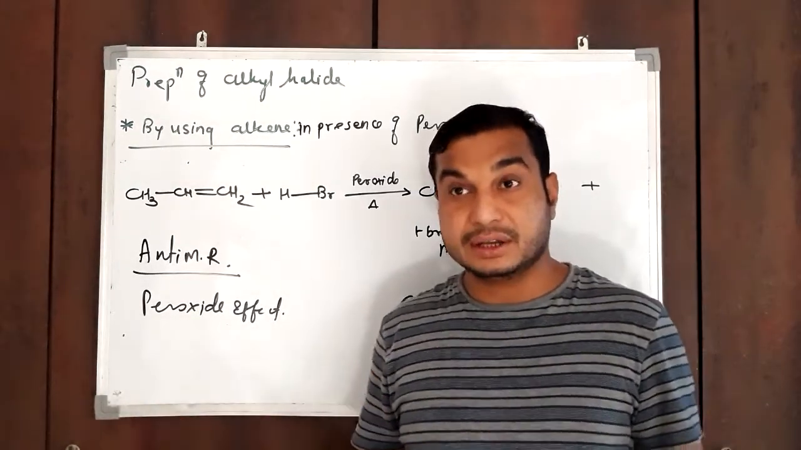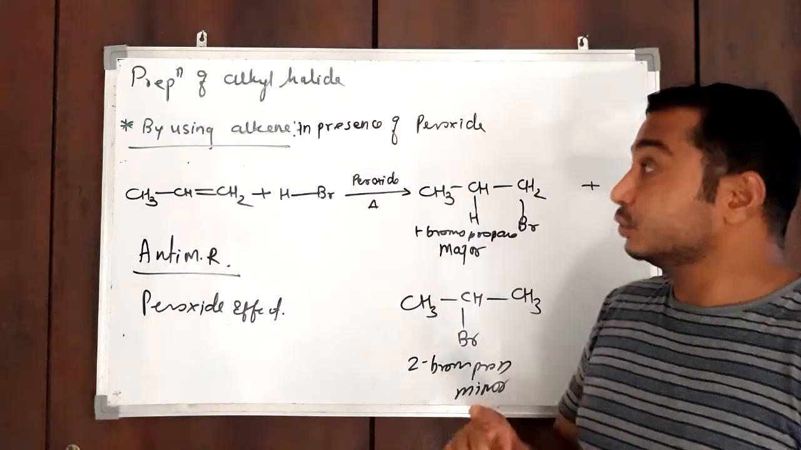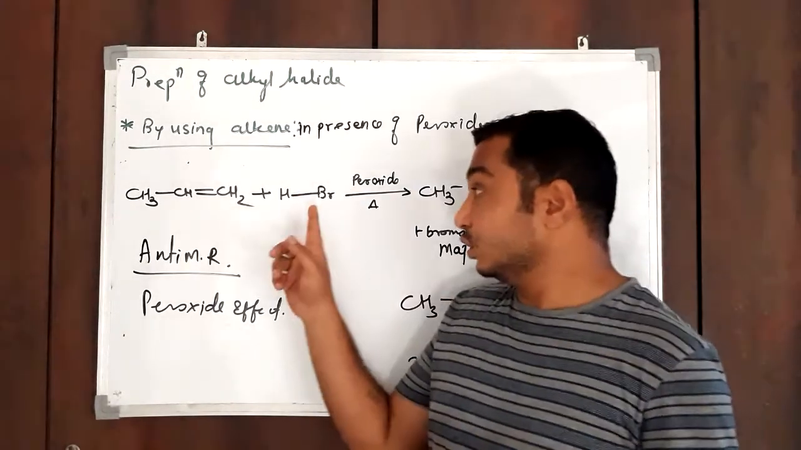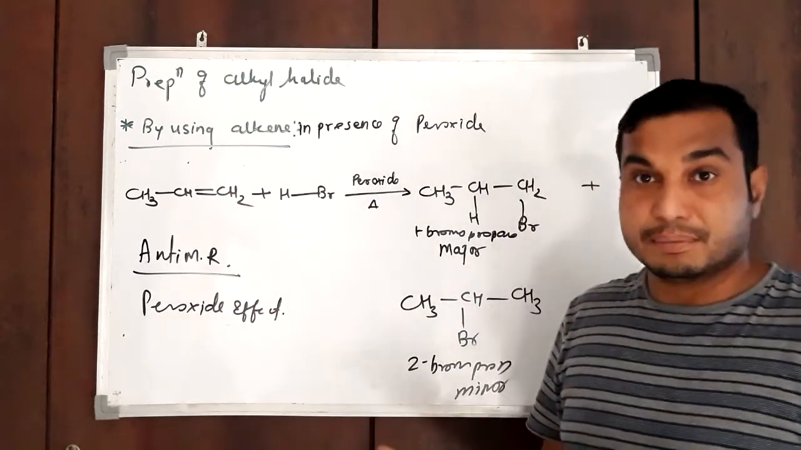Dear students, this is one of the methods, and the next method is from alcohol, which we have already seen. We already uploaded videos regarding that, and I have also explained the mechanism of addition of HBr to an unsymmetrical alkene, why the major product and why the minor product is obtained.